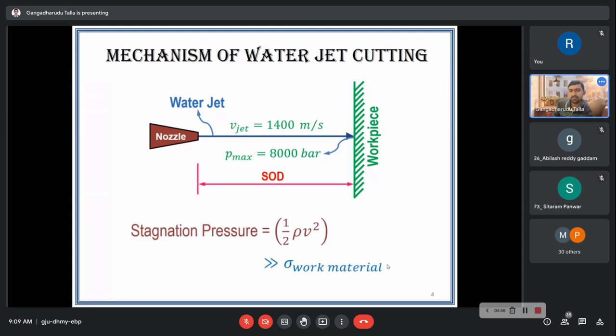Now the condition for material removal to take place in water jet machining is that the stagnation pressure, which will be converted to velocity, whatever pressure you are using, must be more than the flow stress of the workpiece material. If it exceeds, only then cutting will take place. Is it clear? Yes, sir.